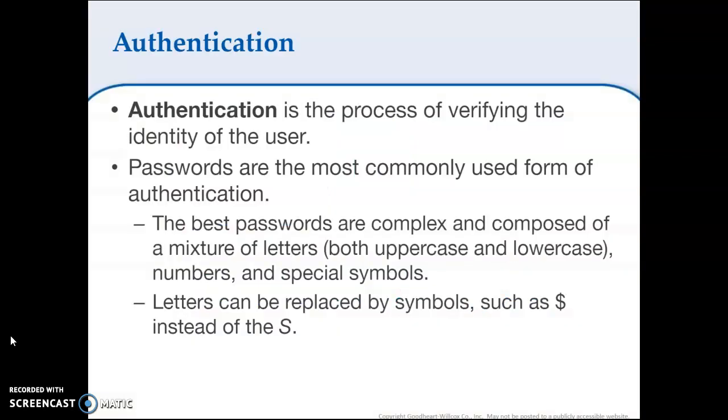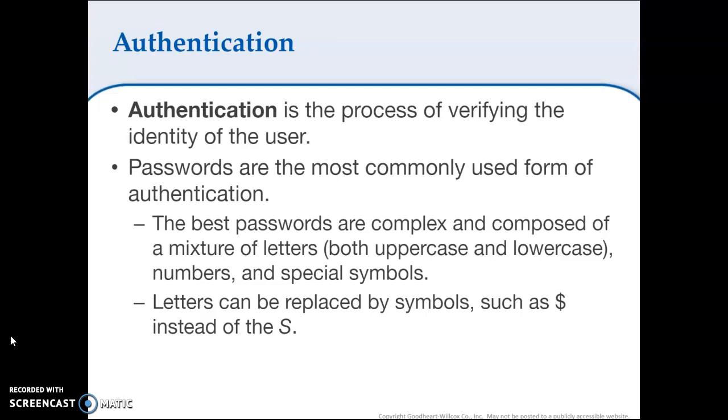When it comes to security, one of probably the first aspects that might pop into any of our heads is authentication. Authentication is the process of verifying the identity of the user. This is done in many ways. Passwords are the most commonly used form of authentication.